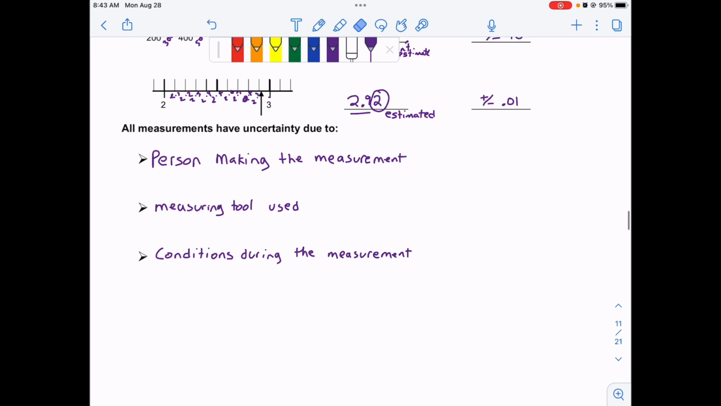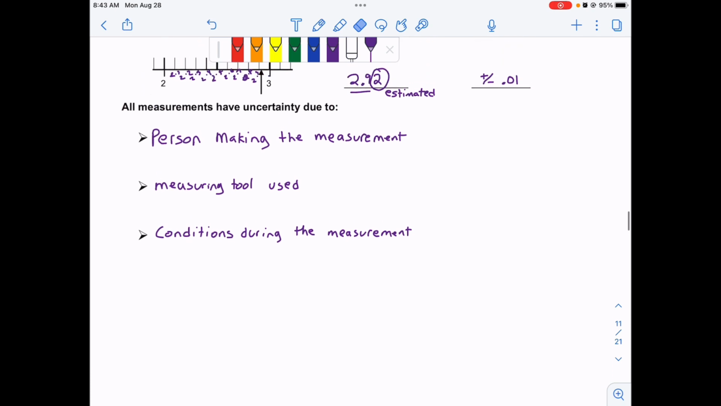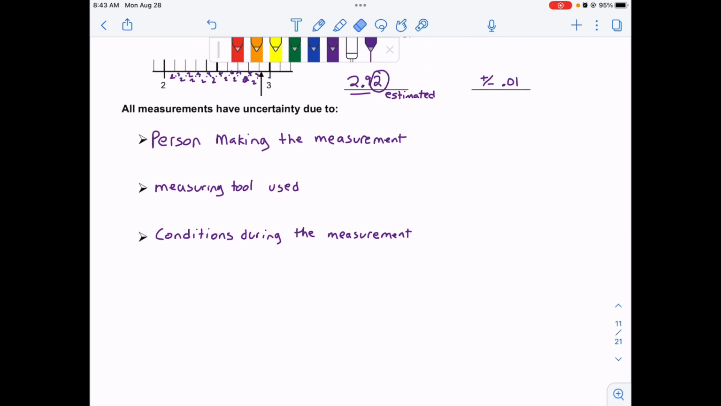So what you're going to be doing after this is a measurement lab, and then you'll have some practice that you're going to be doing, and that is where you are at for the lesson 1 measurement notes.